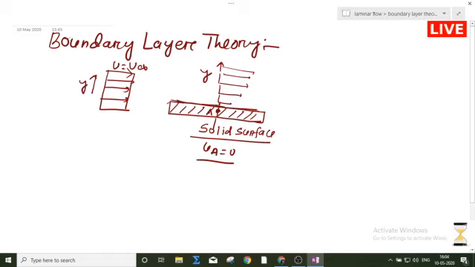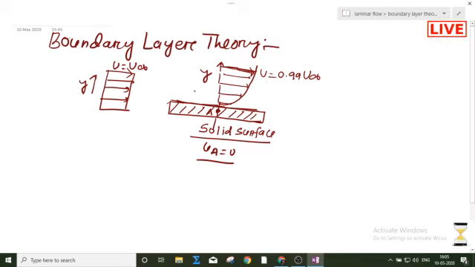So what I actually want to say is that a velocity gradient will exist. After this we'll find a layer of the fluid where the velocity of that layer will be equal to 99% of the free stream velocity. At this point A it will be equal to 99% of the free stream velocity.